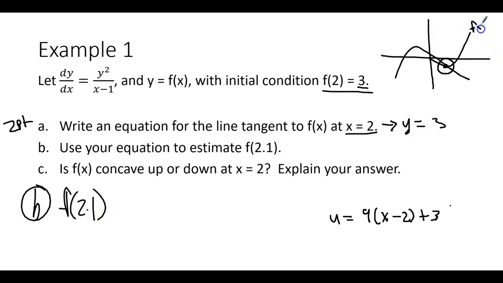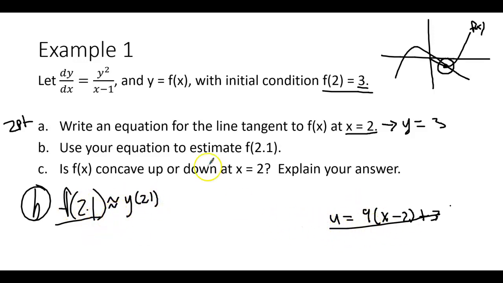All I know is its slope, and I also now know, because of number 1, what the equation of this tangent line is, but I don't know what the original function is. So how can I find out what the f of 2.1 is if I don't even know what f is? Well, f should be approximately equal to y of 2.1, where y is the equation of my tangent line.